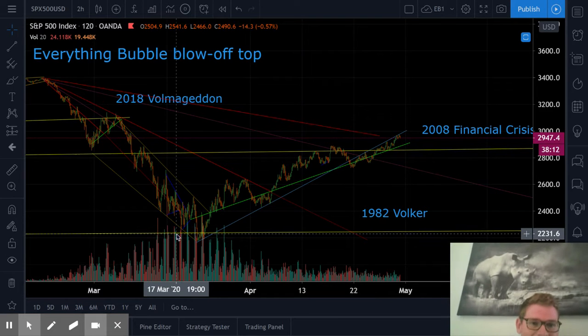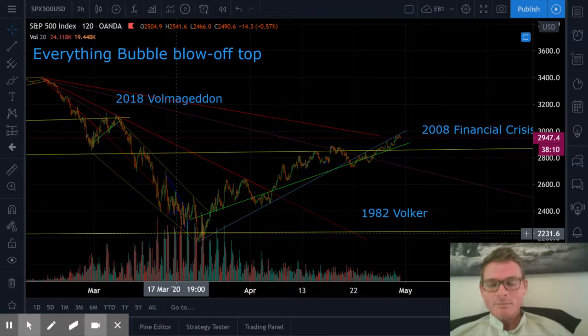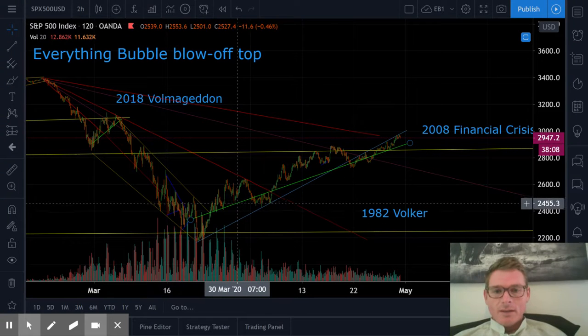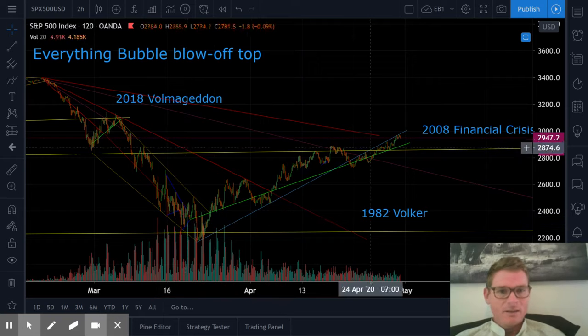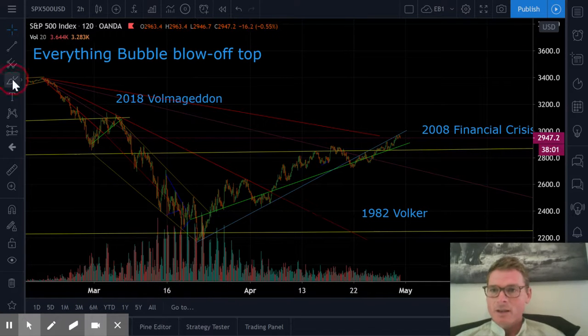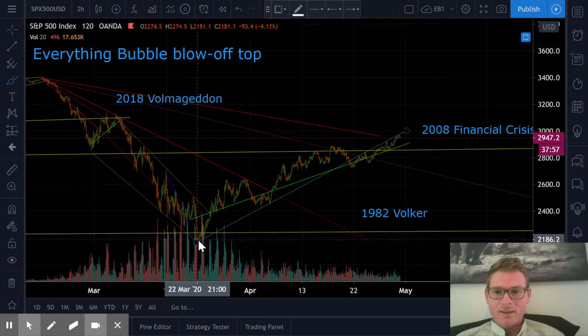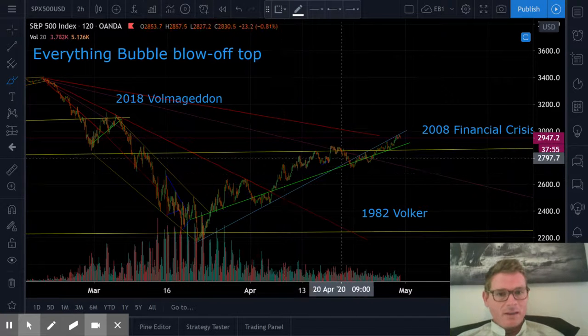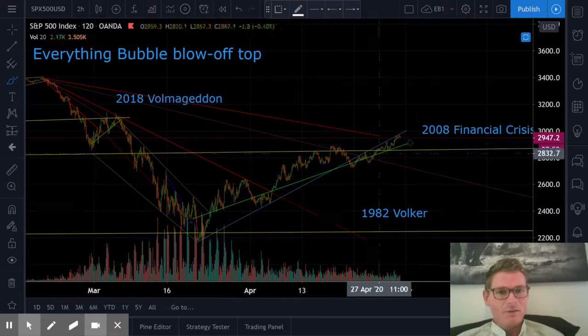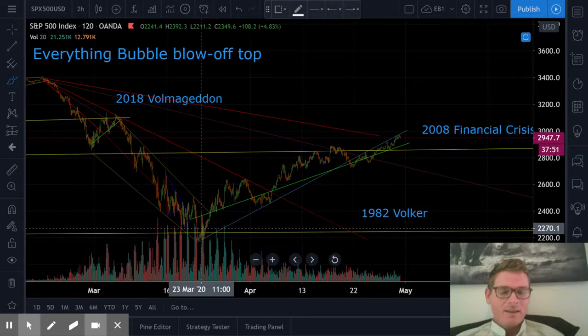Oh, there's my rhino. Okay, so this green line people have been asking about a bit, and I guess I'll cover that one first. So this green line and this blue line here are what we've been tracking this bull move with.